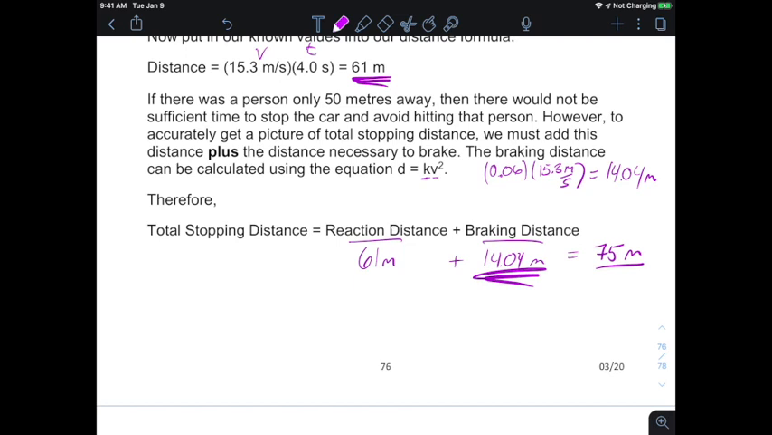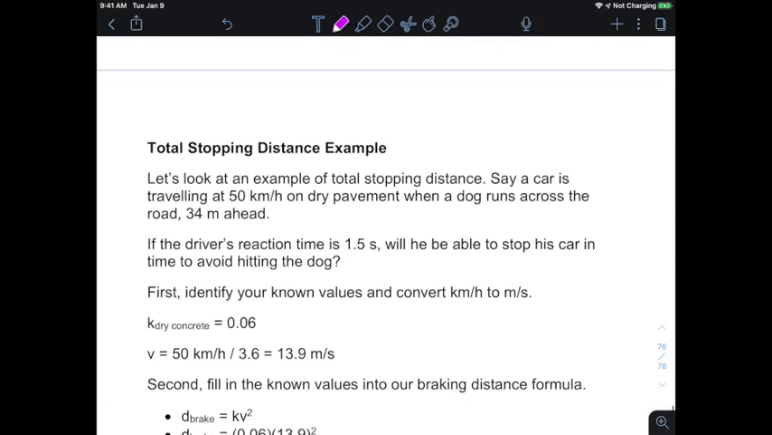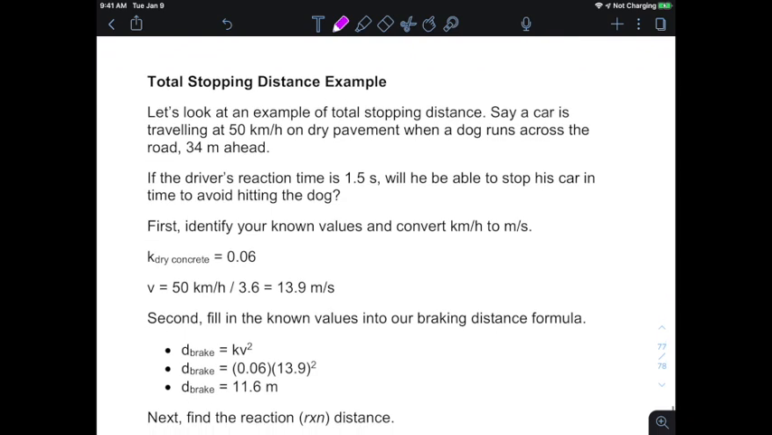If you're focused on the road and it takes you less than a second to react, then of course this distance is going to drop a lot. If you're not watching the road, you're playing with your phone, whatever, distracted by children in the back seat, all of these things, and you're traveling at a good speed, then of course the distance is going to increase a lot. So let's look at an example of total stopping distance.